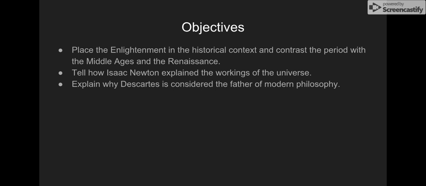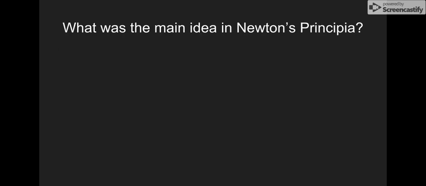Our objectives are the same from the first lesson, and it's to place the Enlightenment in the historical context and contrast the period with the Middle Ages and the Renaissance. Tell how Isaac Newton explained the workings of the universe, and explain why Descartes is considered the father of modern philosophy. Okay. What is the main idea of Newton's Principia?